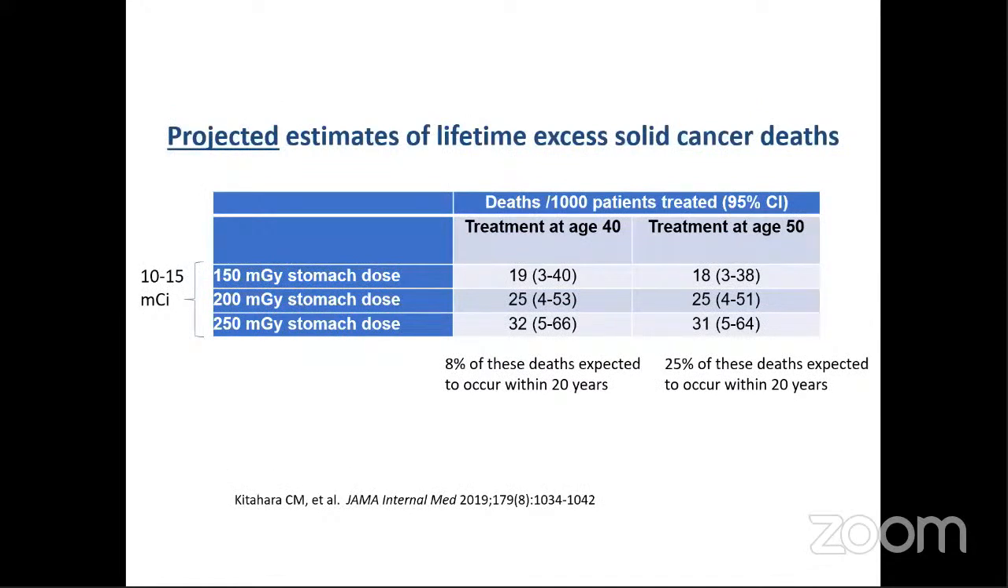So to give a more population level or public health perspective on the topic, we estimated that for this more typical range of administered activity of 10 to 15 millicurie, there would be anywhere between 20 to 30 excess solid cancer deaths over the lifetime of every 1,000 patients treated today at age 40 or 50. And this is based on current mortality rates in the United States. So since baseline cancer mortality rates increase as people get older, most of the excess deaths would occur after the first 20 years following treatment. Only 8% would occur within the first 20 years after treatment. Similarly, for patients treated at age 50, only 25% would occur within the first 20 years. So again, these are fairly modest increases, not only increases in relative risk, but also absolute risk, as you can see here, and they're long-term, they're not short-term increased risks.